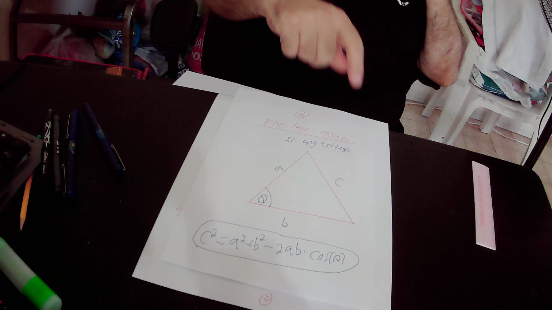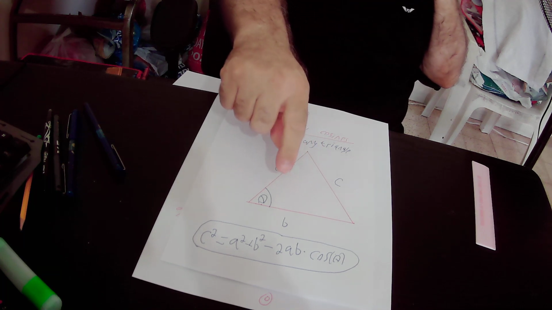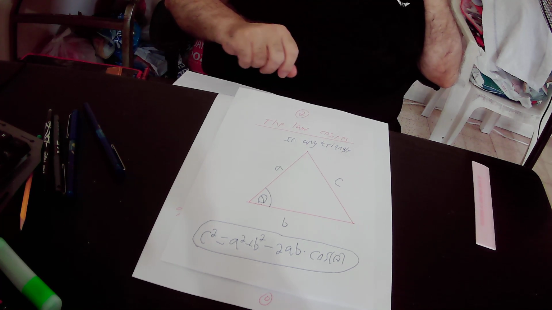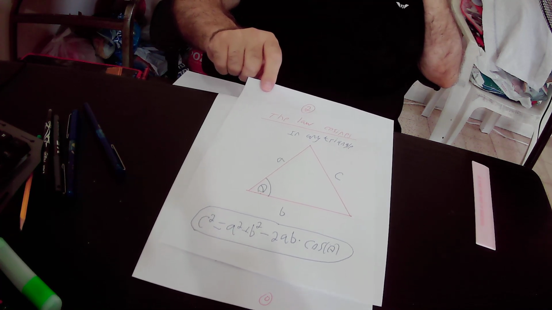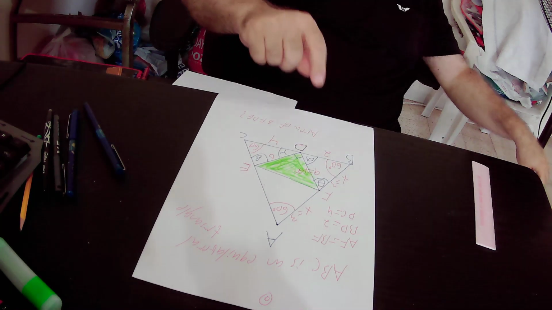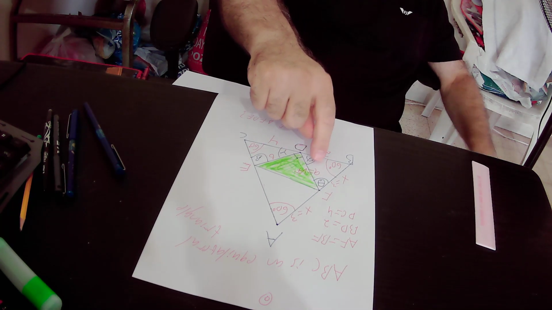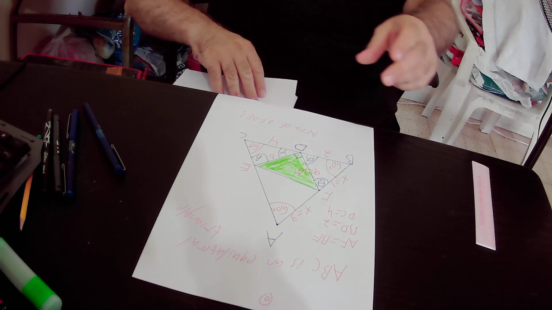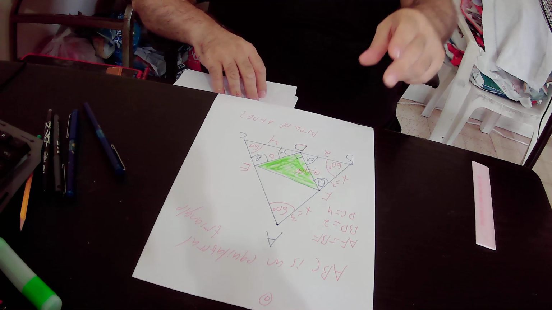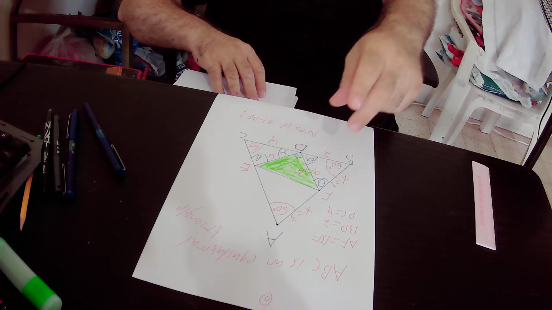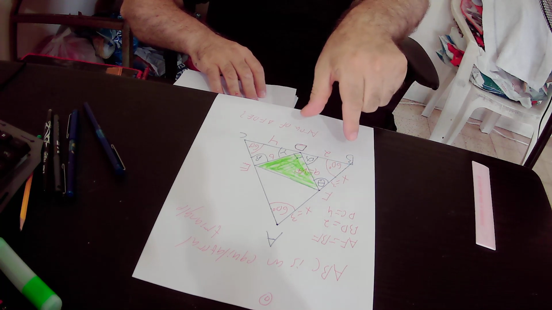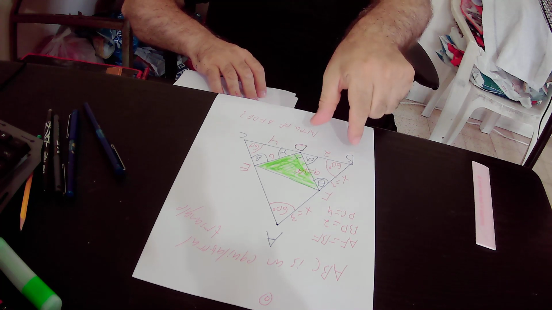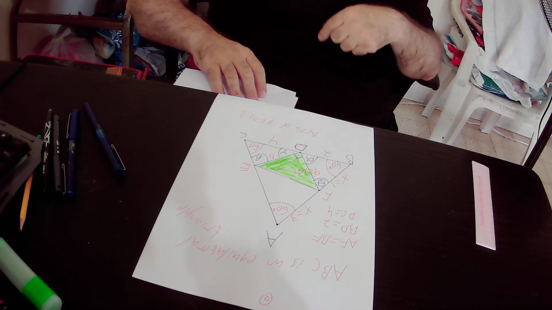Again, c squared equals a squared plus b squared minus 2ab cosine theta. We implemented the law of cosines in the small triangle FBD. In the small triangle FBD, according to the law of cosines, FD squared equals BF squared plus BD squared minus 2 times BF times BD times cosine 60 degrees.